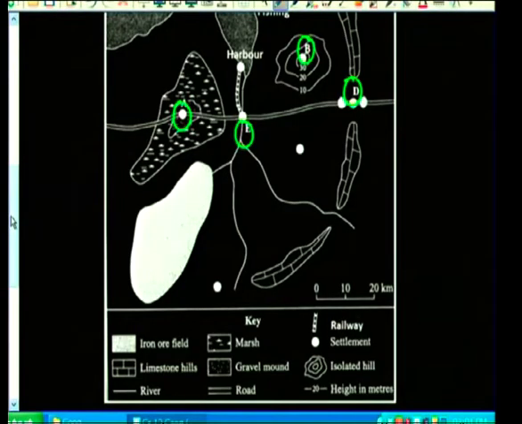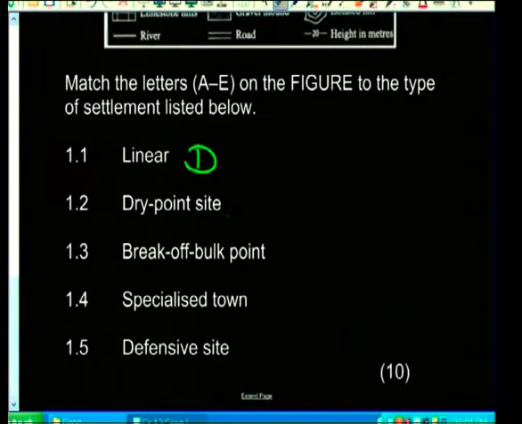So if we go back to our diagram, and we look at our various options given, and we particularly focus in here on label number A, you will see that it's a gravel mound in a marshy area. So that would be a dry spot within a particularly wet area, making it our dry point site.